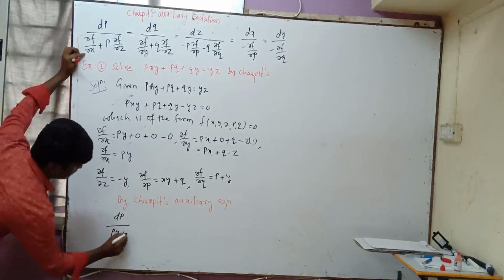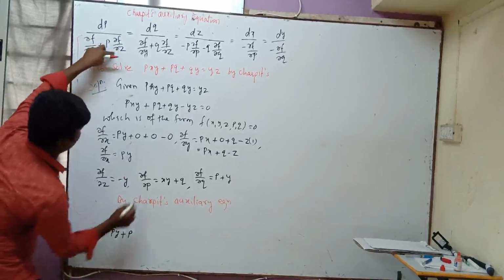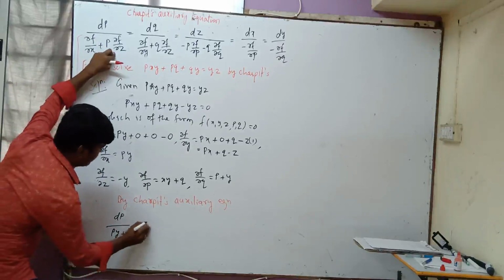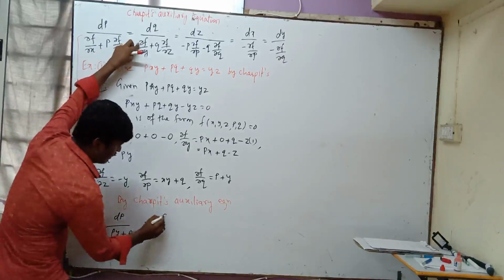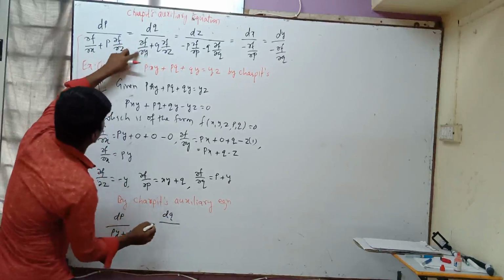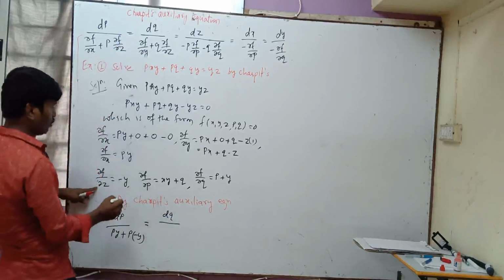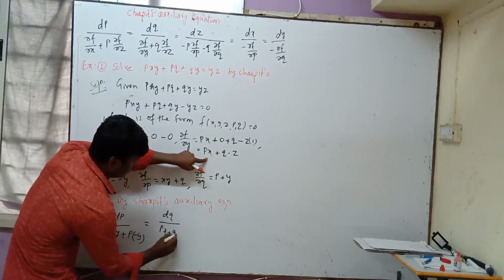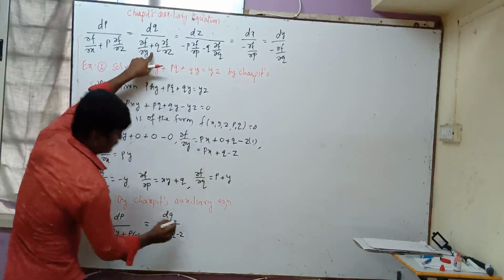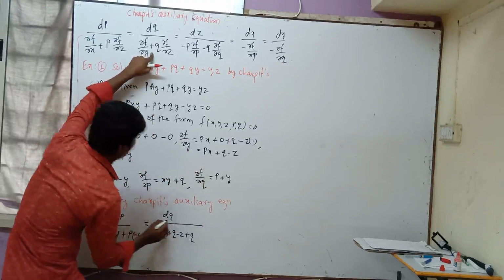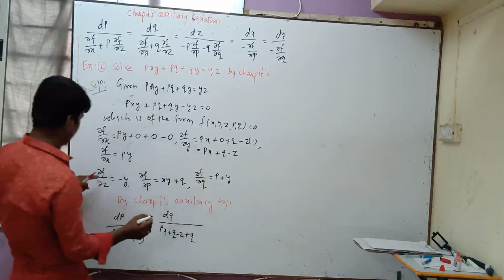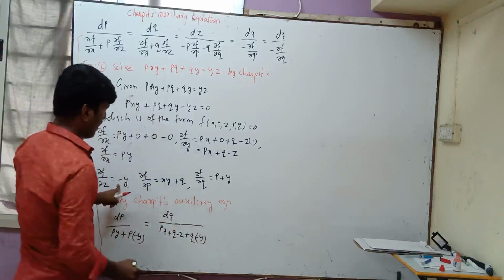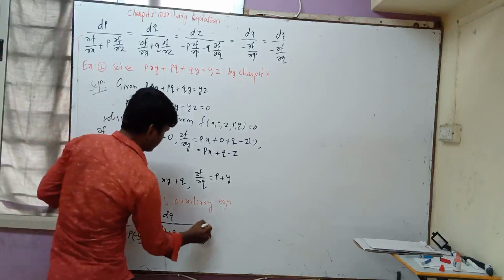py plus p into ∂f/∂z. Here ∂f/∂z is minus y. This is equal to the next term, dq divided by ∂f/∂y plus q ∂f/∂z. Where is ∂f/∂y? It is here: px plus q minus z, plus q into ∂f/∂z. Where is ∂f/∂z? It is minus y.